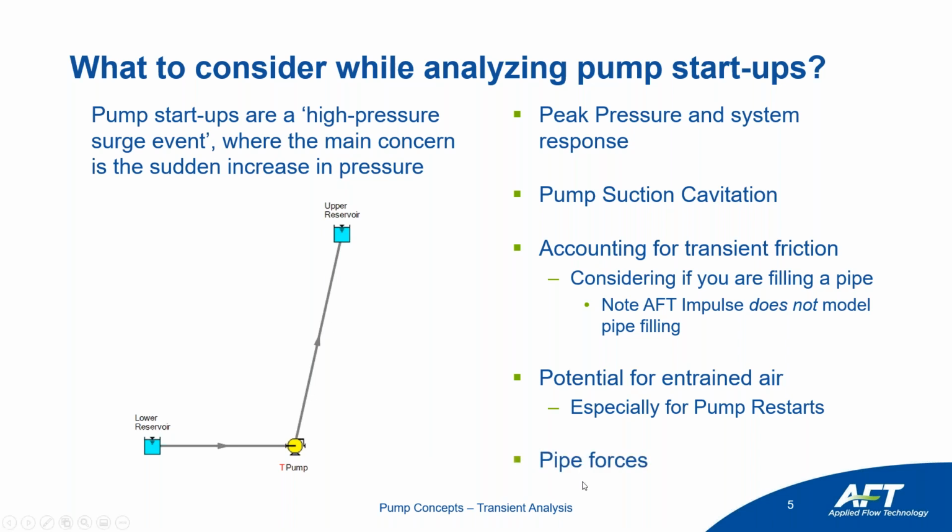Finally is pipe forces. So anytime that there's a high pressure event and you see significant changes in pressure, you want to make sure that the pipes are properly supported and can support that transient event as well. A lot of the time it'll just be static analysis, but AFT Impulse can also generate the pipe forces for you to bring into a pipe stress analysis tool, whether that be Caesar or AutoPipe.